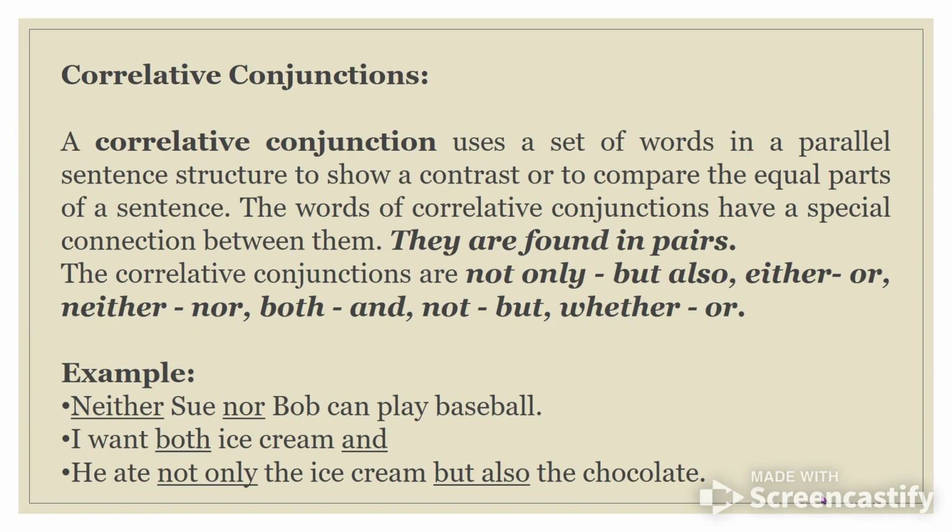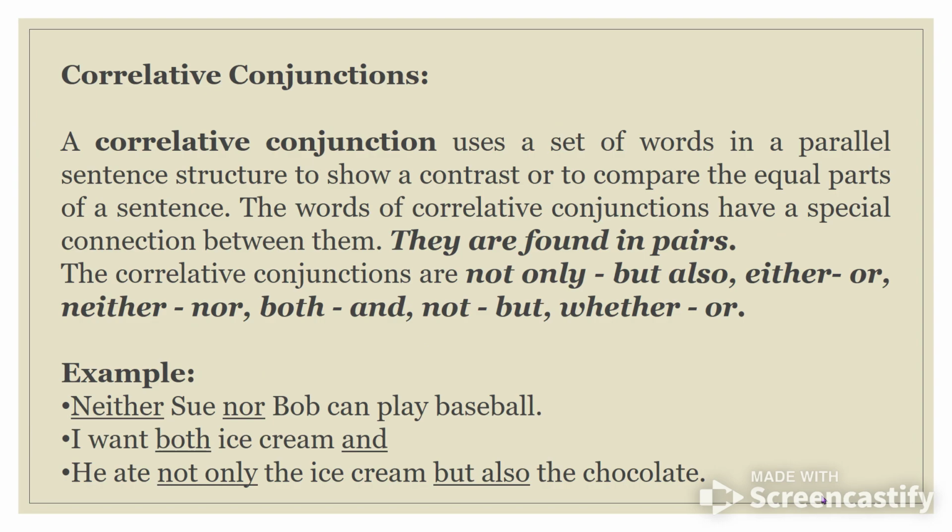Now, the last but not the least is correlative conjunctions. A correlative conjunction uses a set of words in a parallel sentence structure to show a contrast or to compare the equal parts of a sentence. The words of correlative conjunctions have a special connection between them. They are found in pairs. So there's a pattern. They come in a pair. The correlative conjunctions are not only, but also; either, or; neither, nor; both, and; not, but; whether, or.